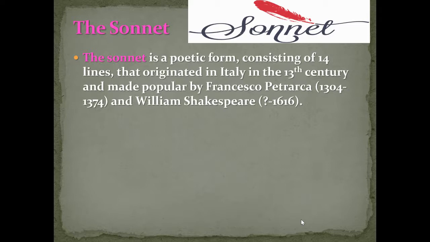We haven't discussed poetry yet, so I wanted to do an important definition, a general introduction to the sonnet sequences and so forth, and then just play around with explication. So, the sonnet itself is a poetic form consisting of 14 lines, originating from Italy in the 13th century and then made popular by Francesco Petrarca and then William Shakespeare.